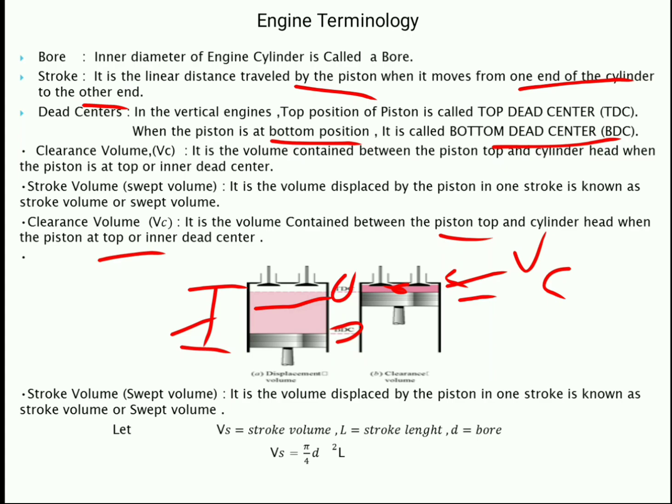Let's understand the stroke volume. It is the volume displaced by the piston in one stroke. One stroke means the displacement of the piston from TDC to BDC or from BDC to TDC. And that volume is shown in this figure. Whatever the pink shaded region is, that volume is called the stroke volume. Now stroke volume can be represented as pi by 4 d square into L, where d is the bore diameter and L is the stroke length.